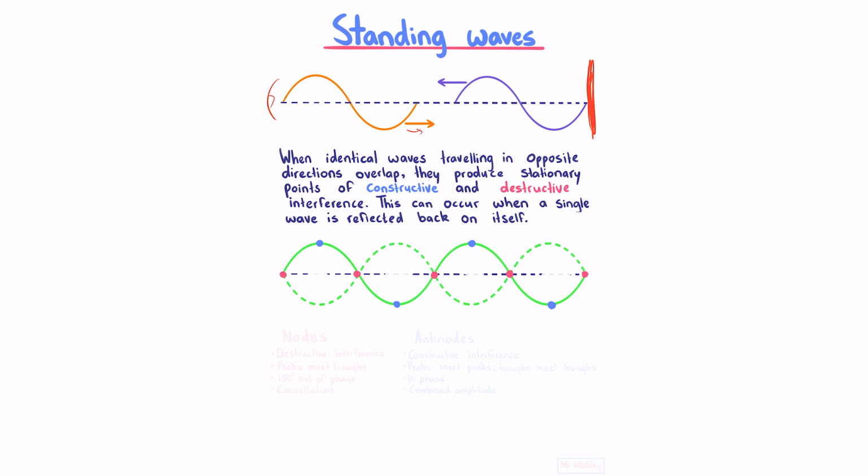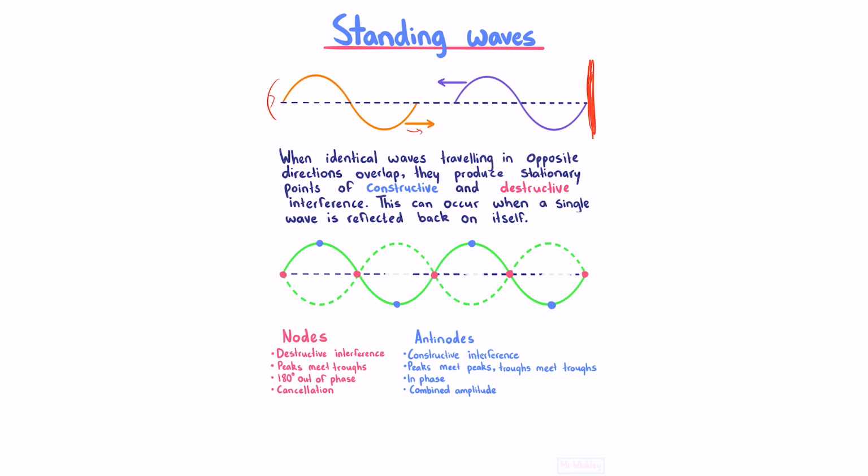Our pink regions represent what we call nodes, which are areas of destructive interference, where the peaks of one wave meet the troughs of another, which is to say they're 180 degrees out of phase, resulting in complete cancellation. Our blue areas represent what we call antinodes, which are areas of constructive interference, where peaks are meeting peaks and troughs are meeting troughs. That is to say that the waves are meeting in phase, resulting in a combined amplitude.